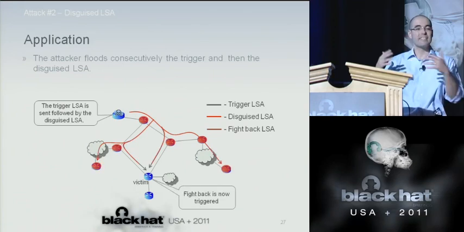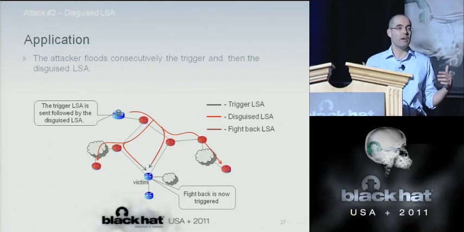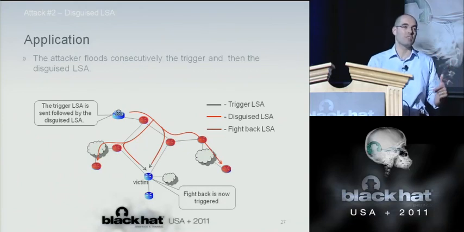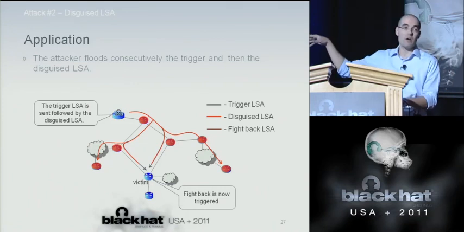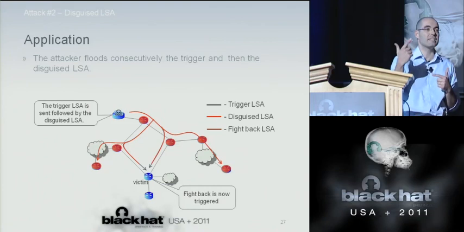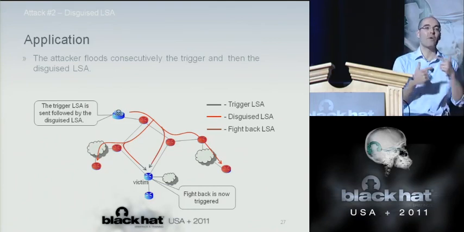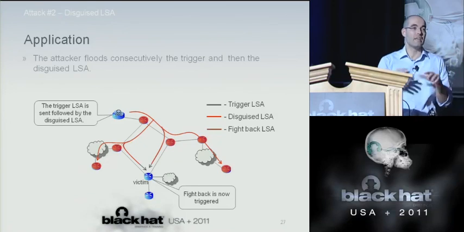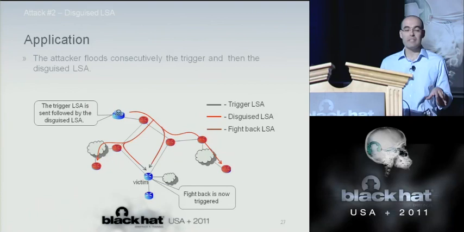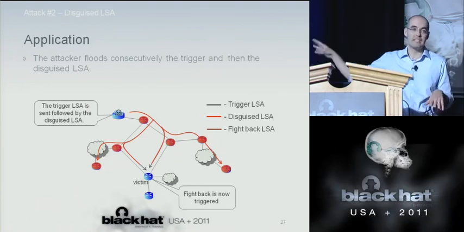As the trigger makes its way flooded throughout the network, the trigger is installed in the database of each and every router. After it comes the disguised LSA, because it has a higher sequence number. The disguised LSA will run over the trigger LSA, and it will also be installed in the routers' database. All the red routers you see here actually installed the disguised LSA.